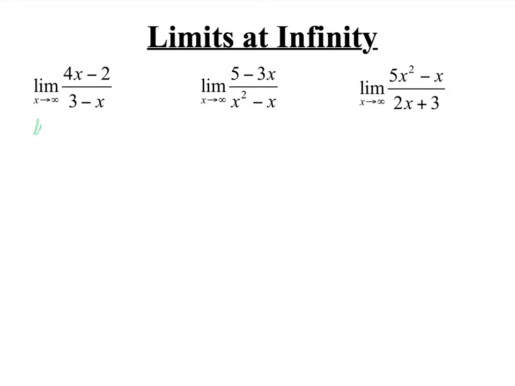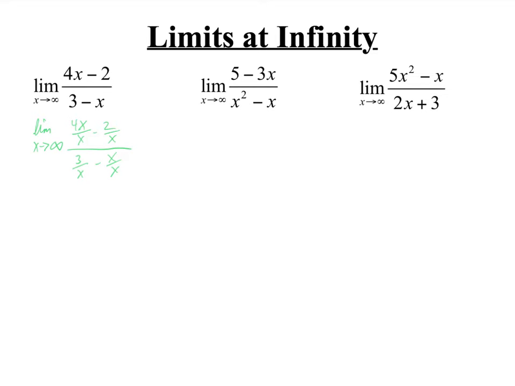So here's what it's going to look like. I have the limit as x approaches infinity of 4x divided by x minus 2 divided by x, all over 3 divided by x minus x divided by x. If I lost you there, I divided each piece on top by x and each piece on bottom by x because the highest degree in the denominator was x.